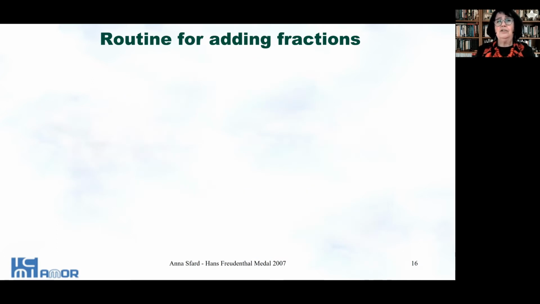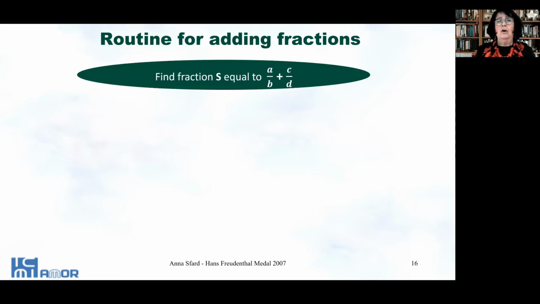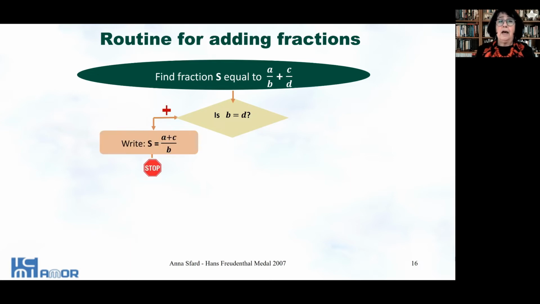My first illustration is a routine for the task of adding two fractions, that is, of finding a fraction s such that the narrative s equals a over b plus c over d can be endorsed. One possible procedure for implementing this task can be presented as the following sequence of commands. First, check whether the denominators of the two fractions are equal. If they are, then s is equal to the fraction with this denominator and with the numerator equal to the sum of the numerators, a plus c.